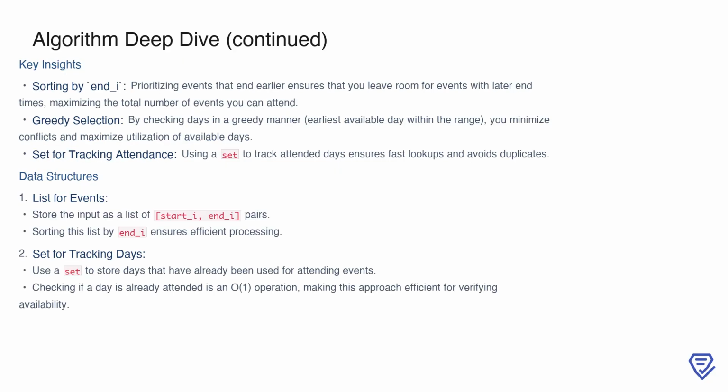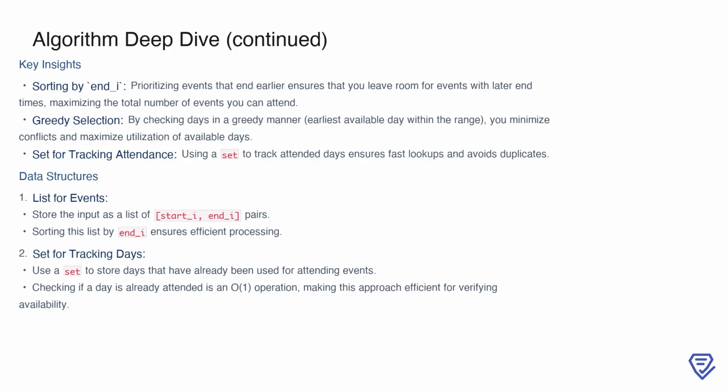The algorithm hinges on three key insights. First, sorting events by their ending day, end_i, ensures that we prioritize earlier ending events, which leaves more room for others that may finish later. This is a classic greedy strategy to maximize the number of non-overlapping events. Second, the selection process for days is also greedy. By always choosing the earliest available day within an event's range, we minimize conflicts and maximize the utilization of available days. Third, using a set to track attended days is both efficient and effective.